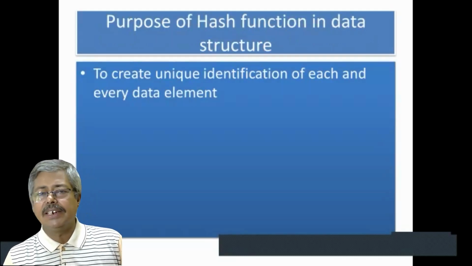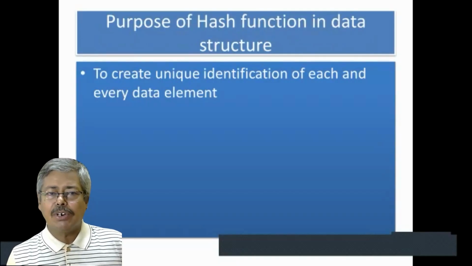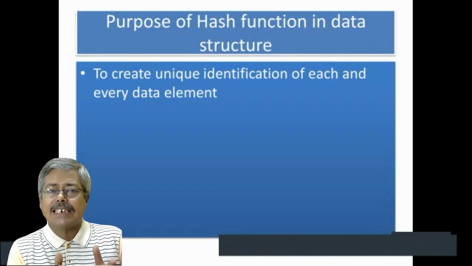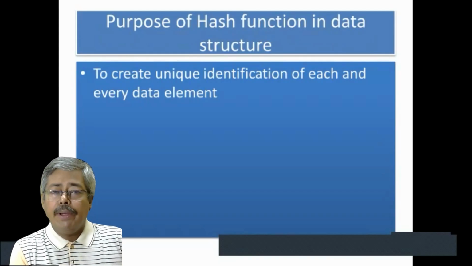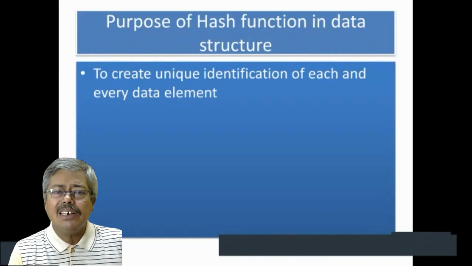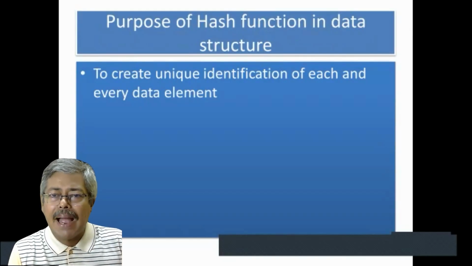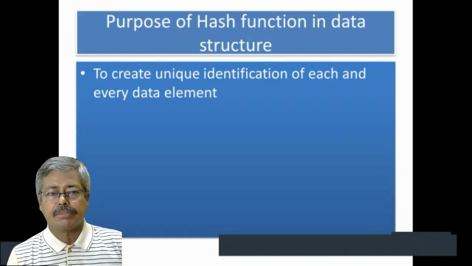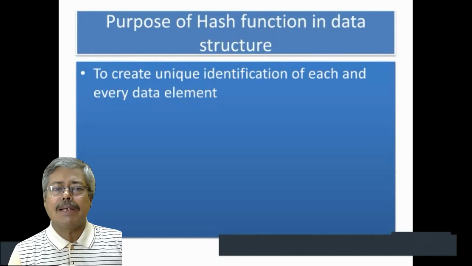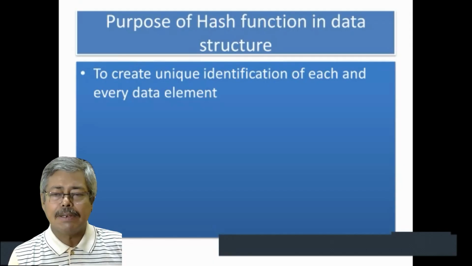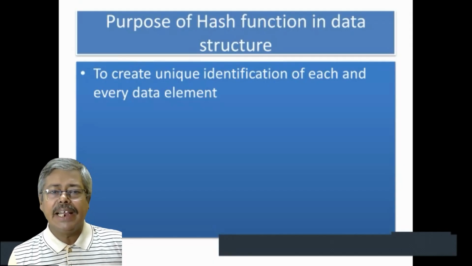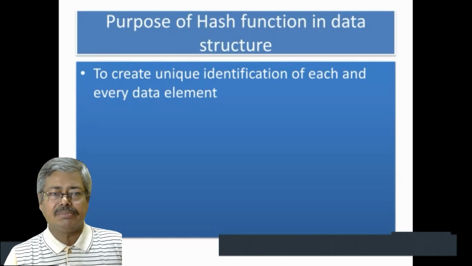Purpose of the hash function in data structure. What is the purpose of the hash function? Actually, a hash function consists of mapping, data, and key. So a hash function is a combination of three items: data, key, and mapping. So what is the hash function's purpose? To create a unique identification of each and every data element.